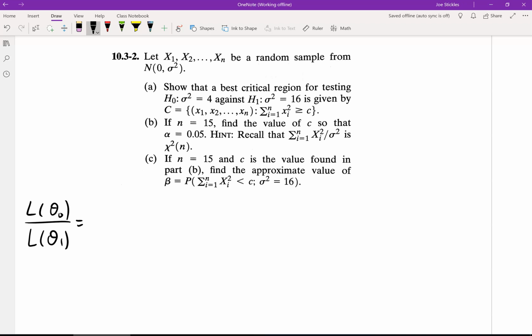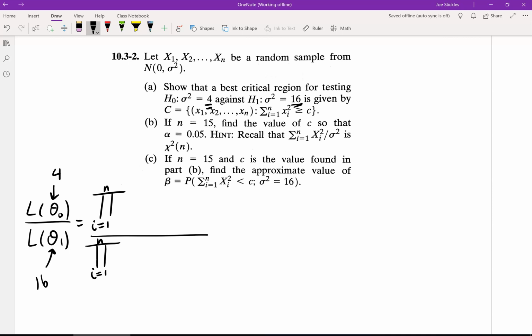So our theta naught here is 4 in this case, because theta naught refers to the value of the parameter for the null hypothesis. Our theta 1 is 16 because that is the value of the parameter for our alternative hypothesis. The likelihood function again is the product of your PDFs with the sample plugged in. I'm going to write the index here one time and one time only, and usually I will eliminate the index, but just to illustrate what's going on.